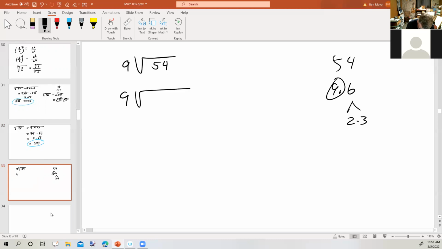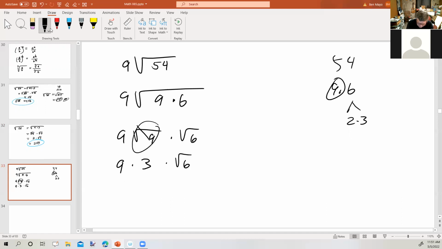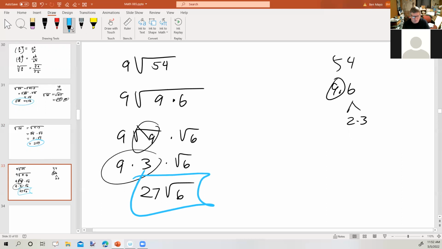But we could rewrite this like this. Then we could split apart and write 9 times the square root of 9 times the square root of 6. Again, 6 breaks down to 2 times 3, so there's no perfect squares there. So this is going to be 9 times 3 times the square root of 6, because the square root of 9 is 3 on the outside. Then 9 times 3, 27, square roots of 6. Final answer.